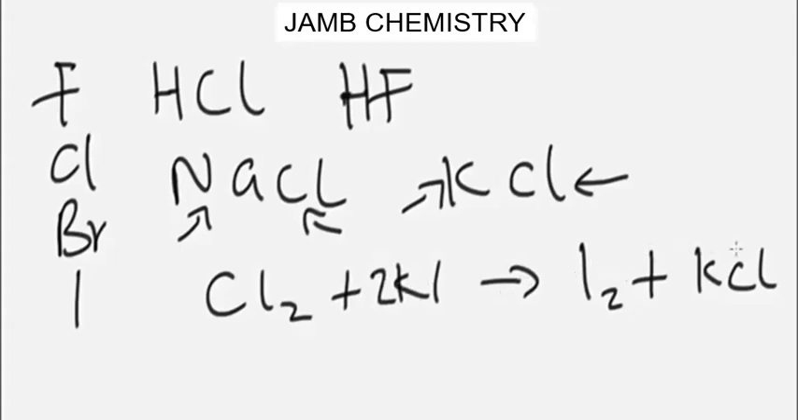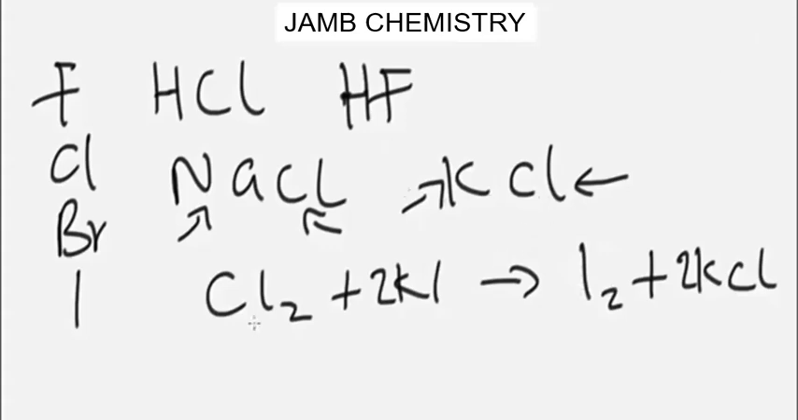What else do we need to balance? Potassium is not 2 at the left but 1 at the right, so we are going to add 2 here to balance potassium. Potassium is now balanced. Chlorine is also balanced. So this chemical reaction is now balanced. When chlorine gas reacts with potassium iodide, because chlorine is more reactive than iodine, it will displace the iodine from the potassium to form iodine gas and potassium chloride.